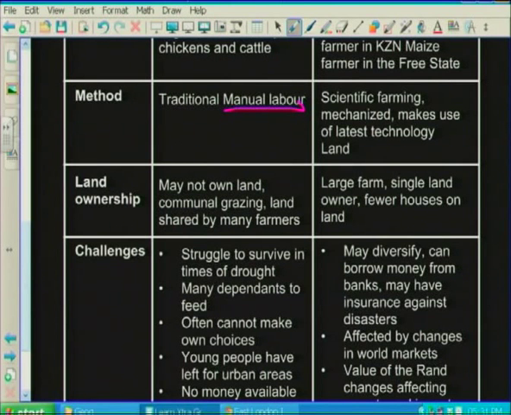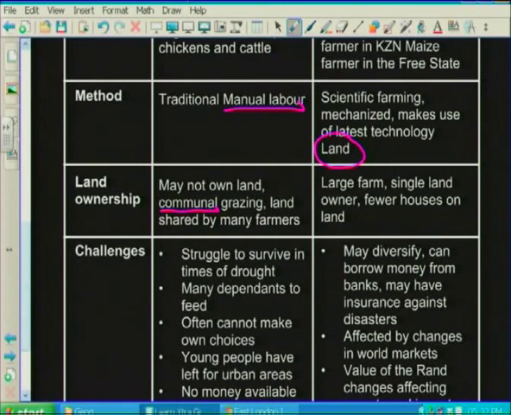They use machines, they use the latest technology, and they are very much big on land ownership, or having extensive pieces of land that they're using to farm on. And there in the next block you see there, we talk about the fact that subsistence farmers may not necessarily own their land. They could be owning it as a community. There's communal grazing, there's communal farming.